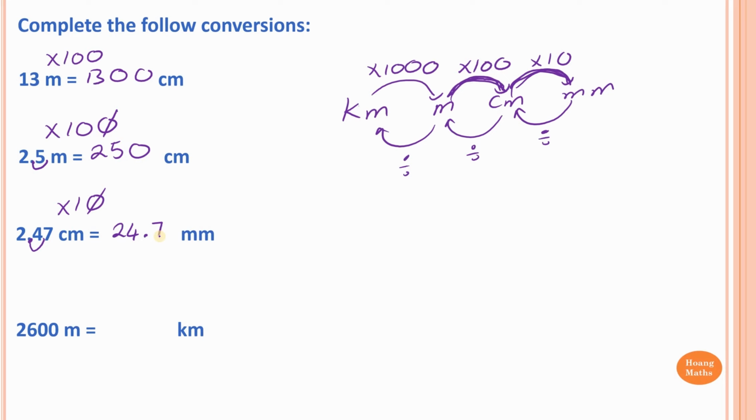Next one, 2,600 meters to kilometers. From meters, go to kilometers, so you divide by 1,000. I just write this first. We divide by 1,000, so that cancels out, this with this, and this cancels with that. So 26 divided by 10. That means the decimal point is right at the end of the number 6 here. You move 1 to the left, you cancel this 0 out. So it's 2.6.